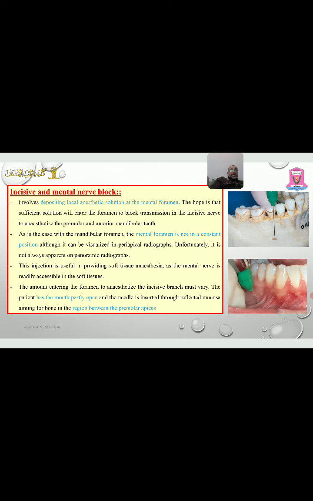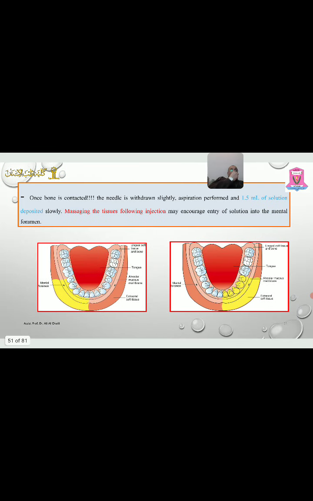The patient has the mouth partly open and the needle is inserted through the reflected mucosa, aiming for bone in the region between the two premolar apices. Once the bone is contacted, the needle is withdrawn slightly and aspiration is performed, and 1.5 ml of solution is deposited slowly. Massaging the tissues following injection may encourage entry of the solution into the mental foramen.